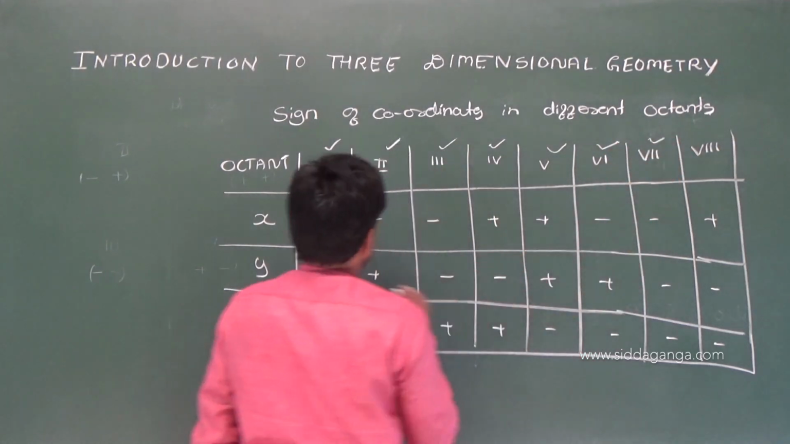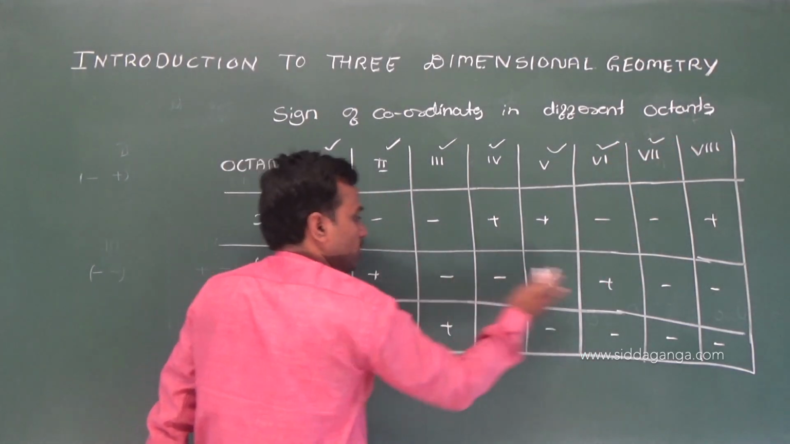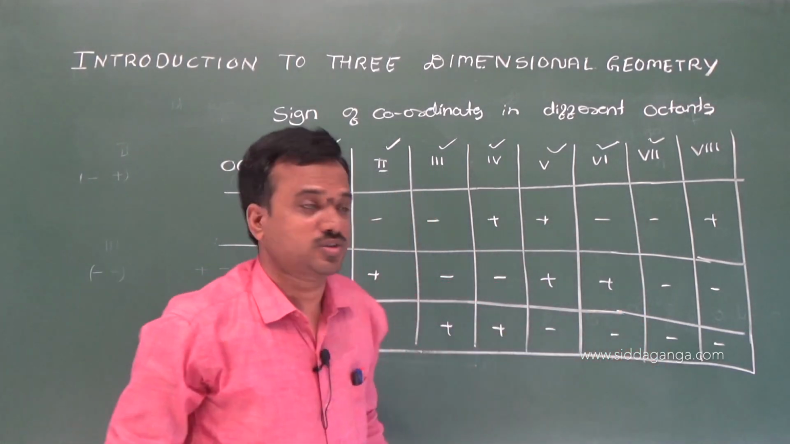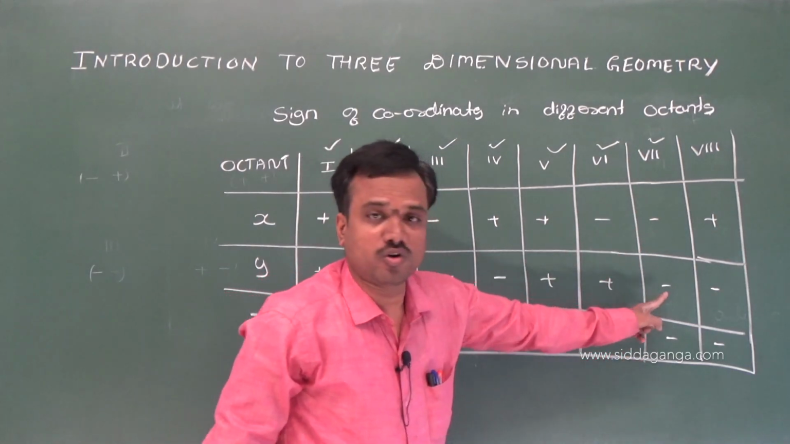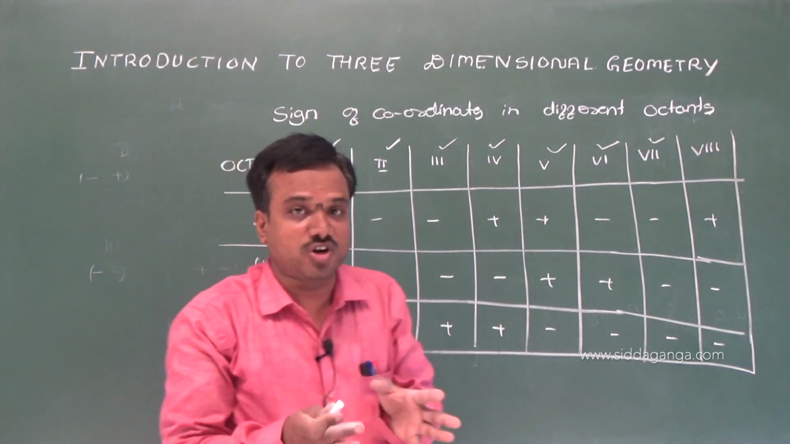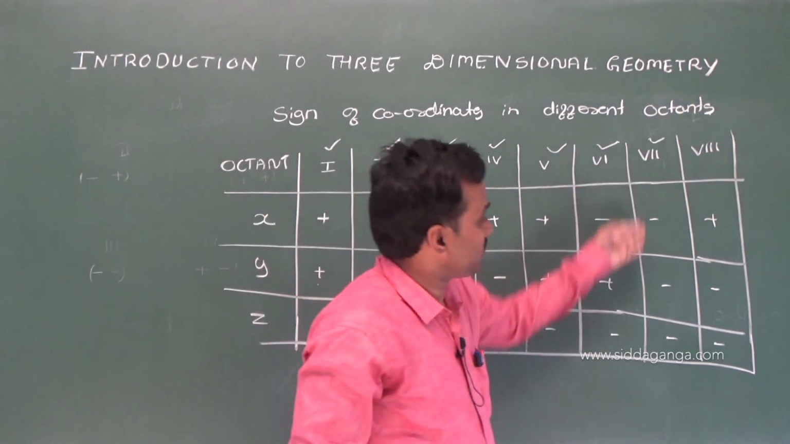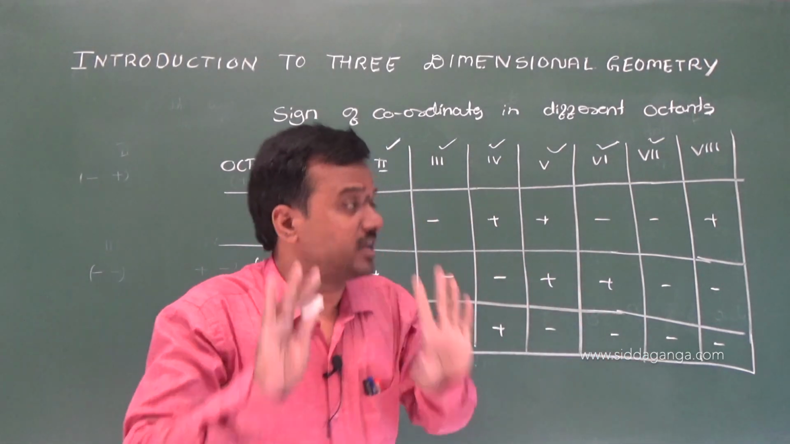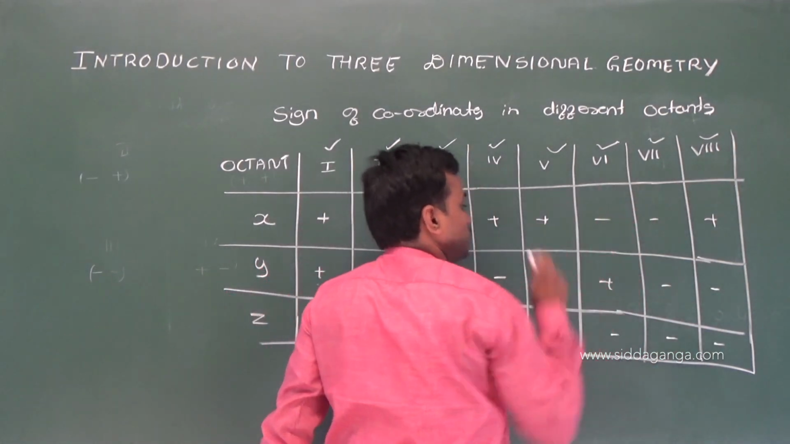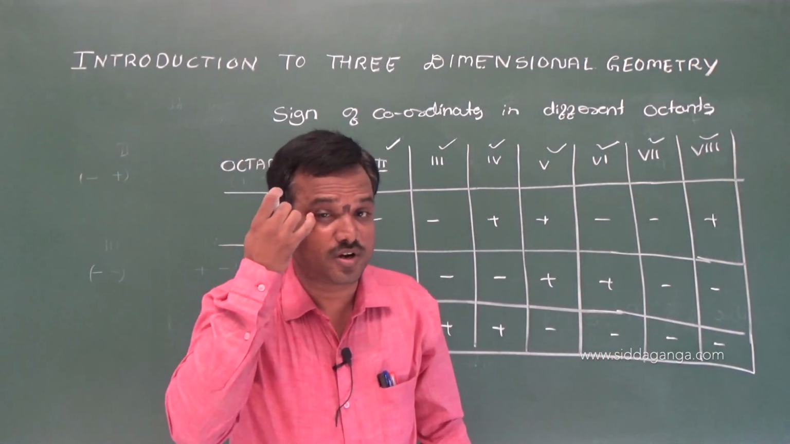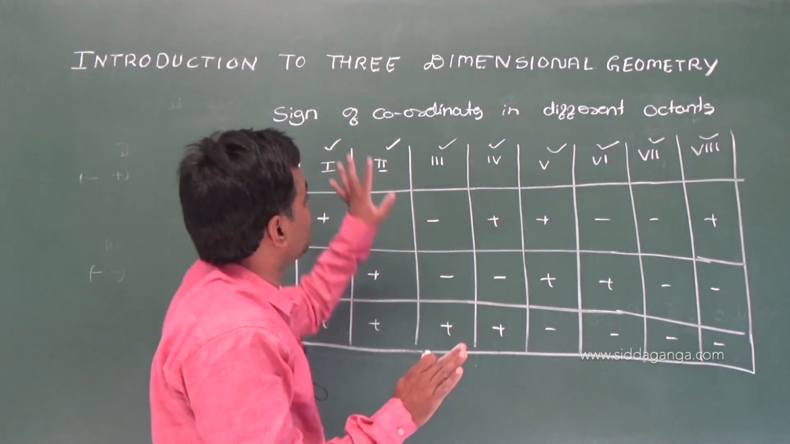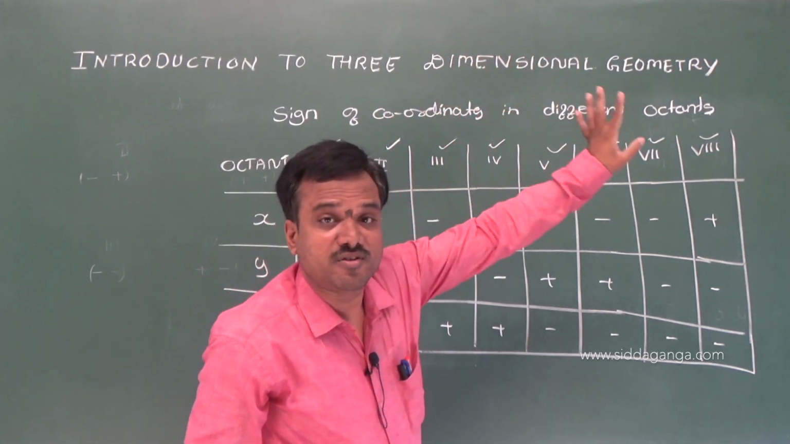In the seventh octant, x, y and z coordinates are all negative. In the first octant all are positive, in the seventh octant all are negative. Lastly, in the eighth octant, x is positive, y is negative, z is also negative. So this is very easy to understand: the sign of coordinates in different octants.